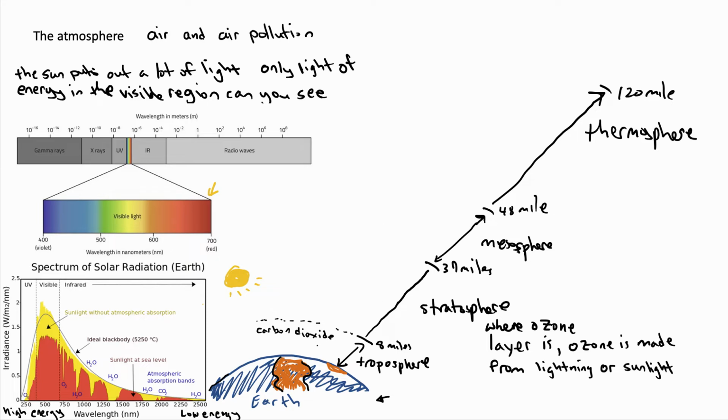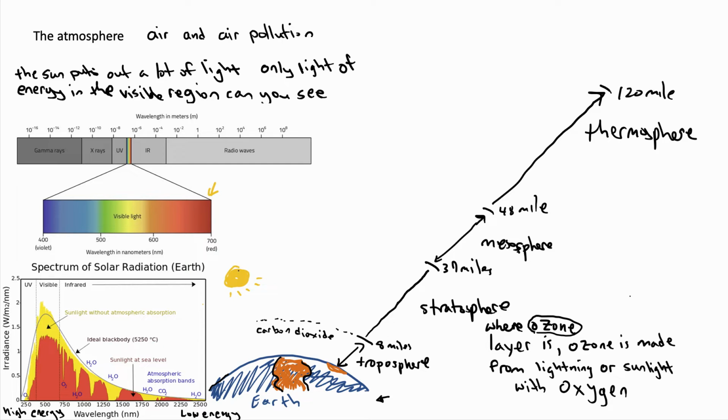For our environmental science, we're concerned that the troposphere contains the bulk of the carbon dioxide, and the stratosphere is where the bulk of the ozone is located, okay? And ozone is made from lightning or sunlight in combination with oxygen.